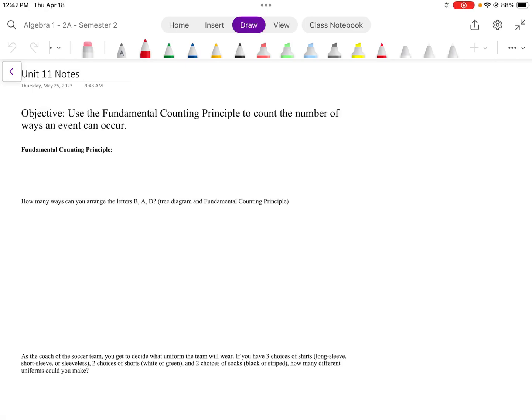In Unit 11, we are going to be talking about probability, and to start off probability, we need to figure out how to count up large numbers. The first way of doing that is with the fundamental counting principle. With the fundamental counting principle, we are going to multiply every possible option together. So we're going to multiply together the number of ways each choice can occur.